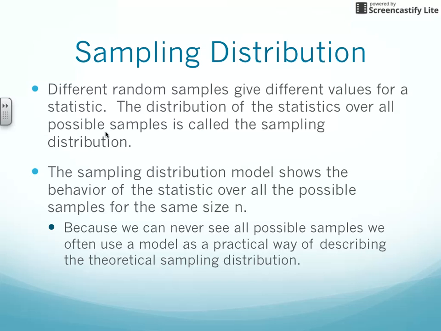Okay, so a sampling distribution. Different random samples give different values for a statistic. The distribution of the statistics over all possible samples is called the sampling distribution. The sampling distribution model shows the behavior of the statistics over all the possible samples for the same size n. Because we can never see all possible samples, we can often use a model as a practical way of describing the theoretical sampling distribution.